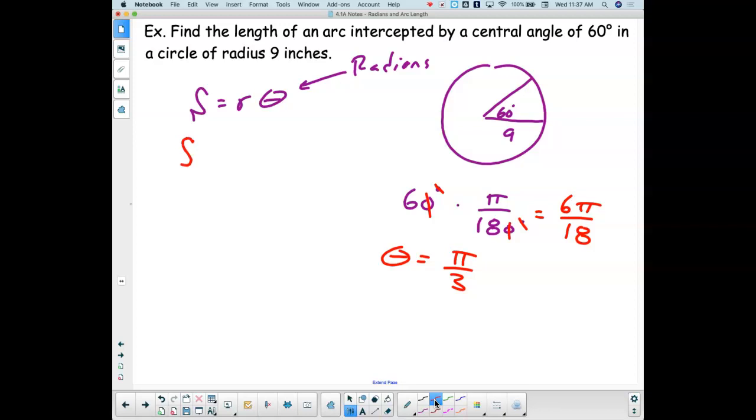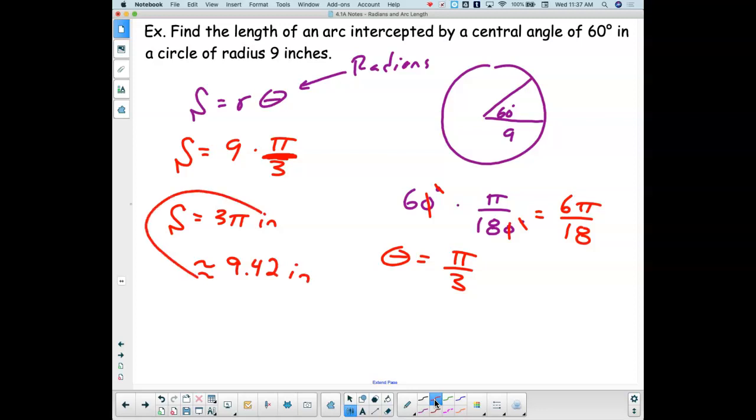So now I come up here and I say, oh, S equals R theta, 9 times pi over 3. That just means 9 divided by 3, which is 3, so that gives me 3 pi. That's my exact answer, 3 pi inches. And if I want an approximation, I hit my handy-dandy calculator, 3 times pi. That gives me 9.42 inches.